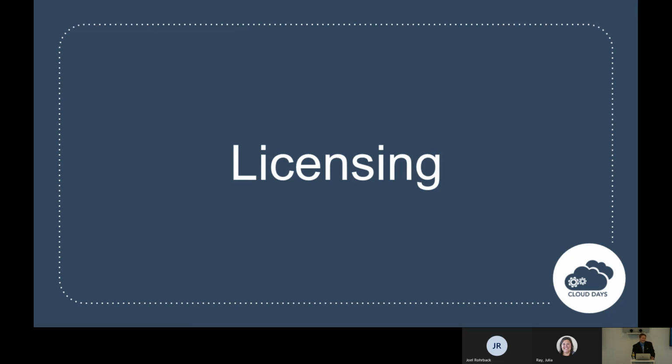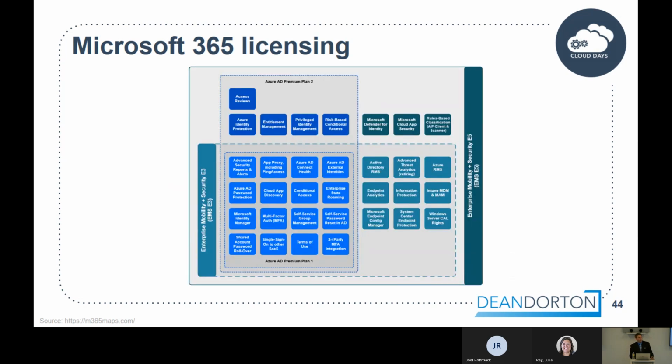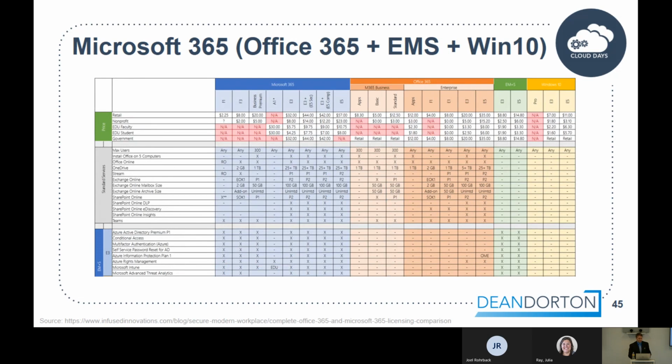So the next topic is licensing. Microsoft's licensing is very confusing. They've got a bunch of different SKUs that grant you all different kinds of entitlement. There are a couple of different resources I wanted to provide. If you look at the bottom left-hand side of this slide, there's a link to m365maps.com, and they've got really good documentation on which licenses grant you which features. I recommend checking that out if you want to gain a better understanding of what features are included with which licenses.